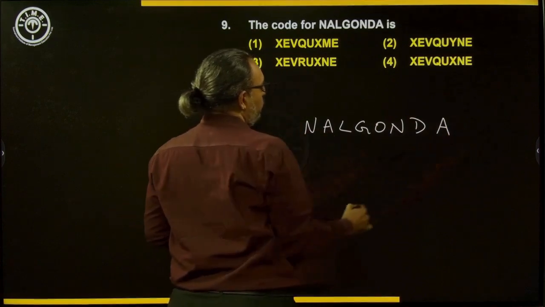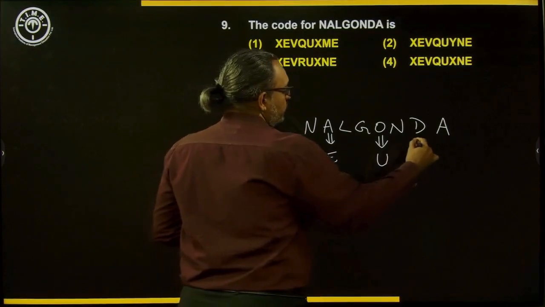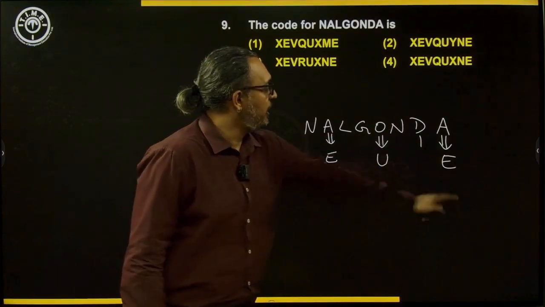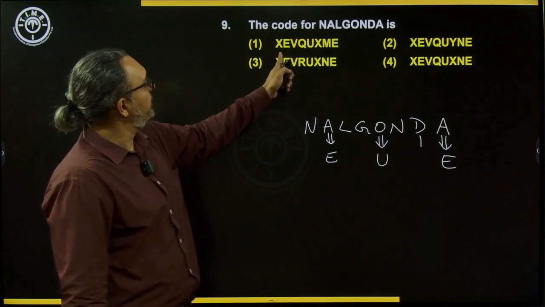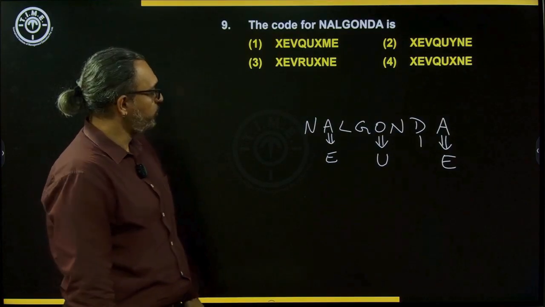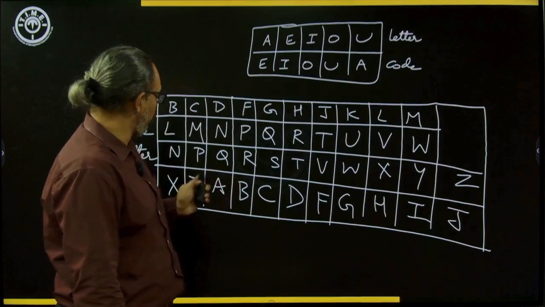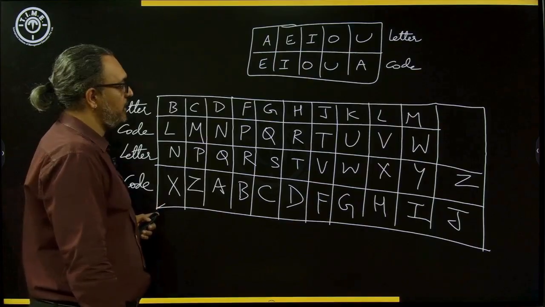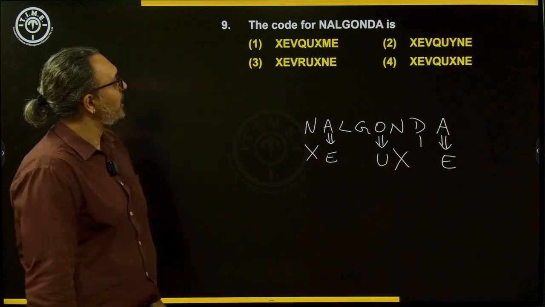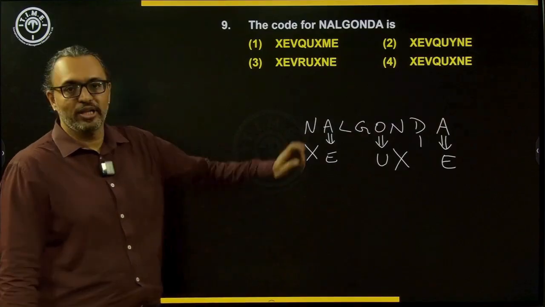Then we have NALGONDA. Now look for vowels. A is E, O is U, again A is E. So 2nd, 5th and last, EUE. You do have that everywhere, so we need to look into the remaining. N is repeated. For N you have X. So XEUXE, XEUX. You do have some XEUX available.